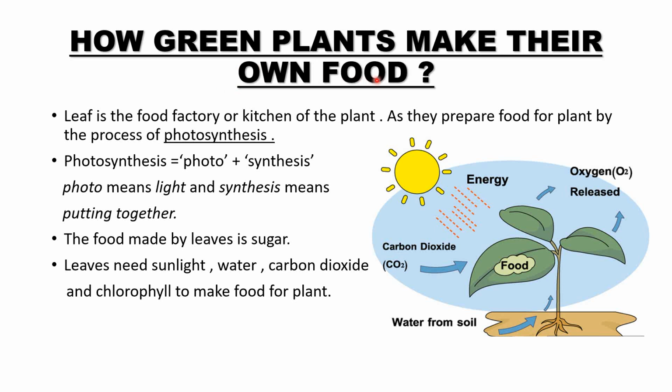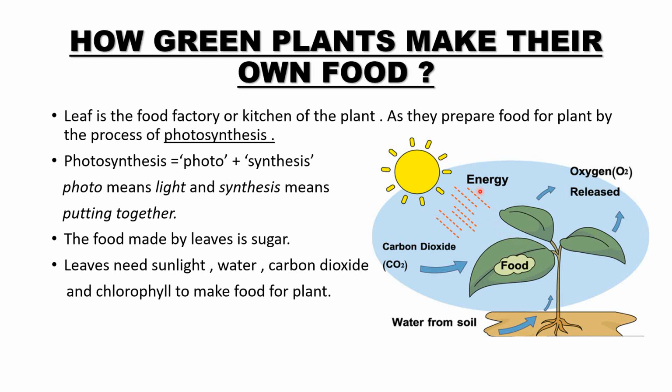So now here in the diagram you can see that a plant is there and a leaf. So this leaf is showing the food. It means that the leaf is the kitchen of the plant. It's formed as a kitchen of the plant and prepares food for the plant for its growth. So now how does this process actually occur?